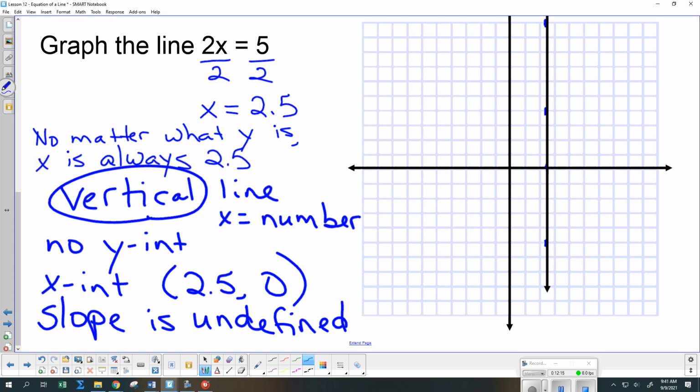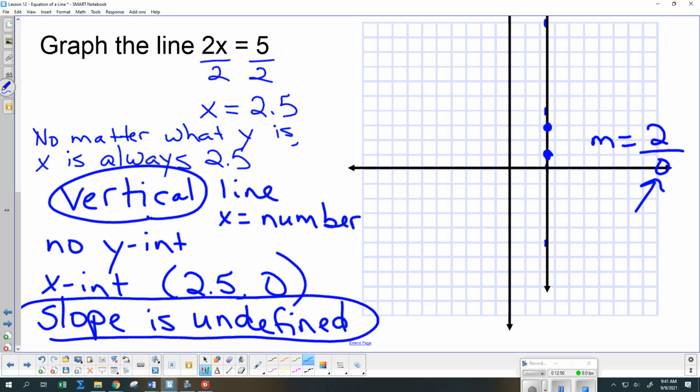To make a little bit of sense out of that, I'm going to pick 2 points on there and try to use my slope formula on that. So let's suppose I pick 2.5, 3 and I pick 2.5, 1. If I try to do my slope, the vertical distance between them is 2, but the horizontal distance between them is 0. And I can't divide by 0. So that's why we get that the slope is undefined. It's not equal to 0, it's undefined.